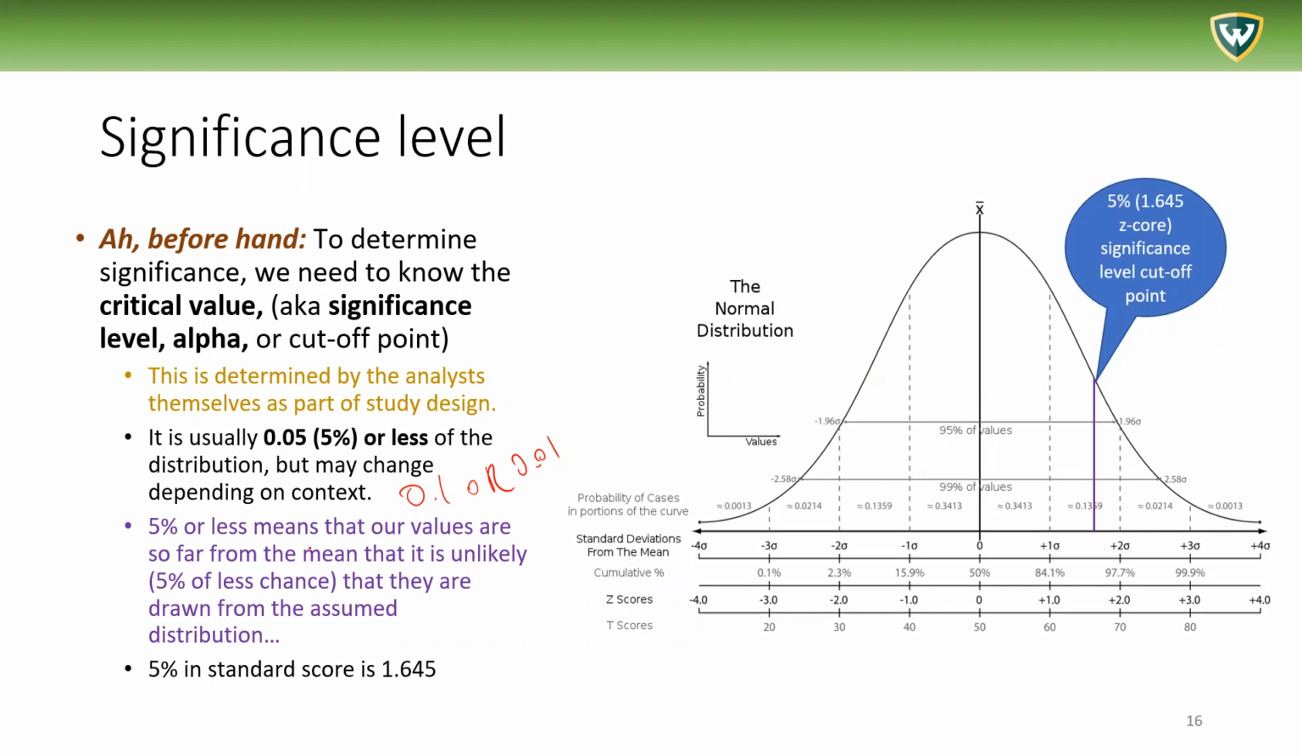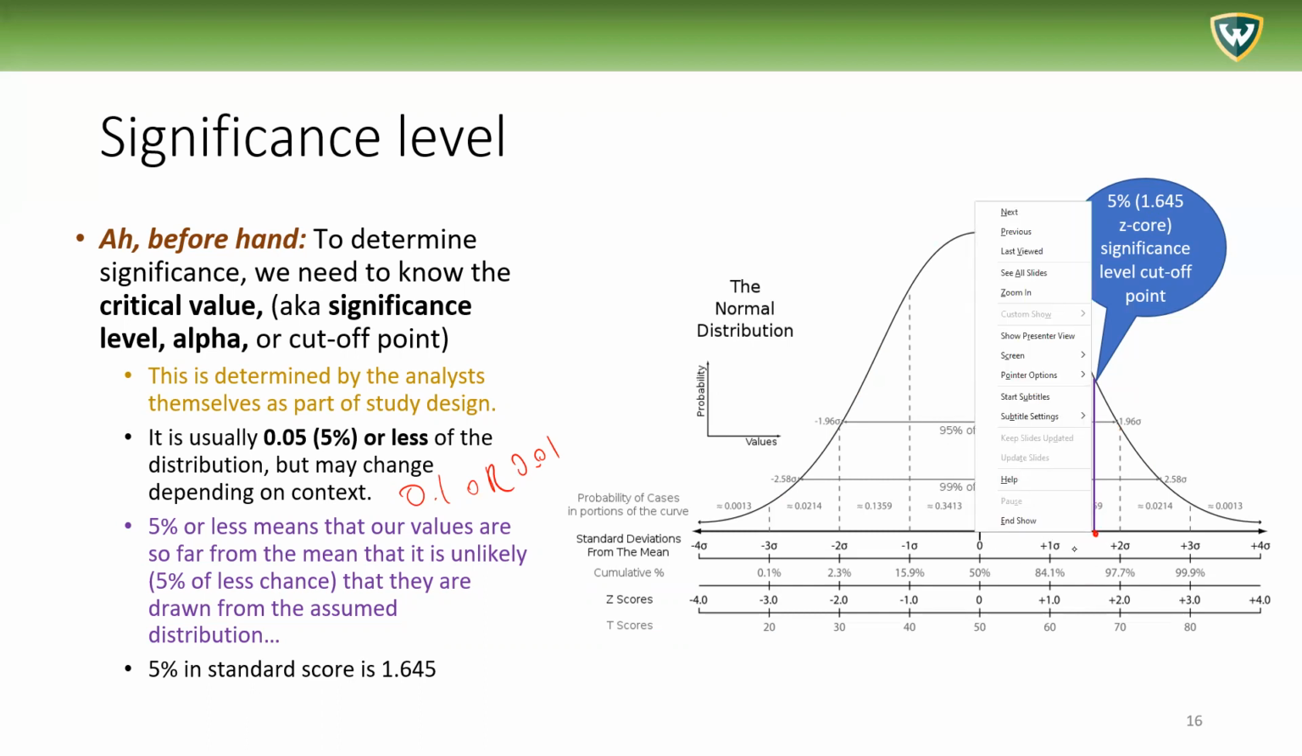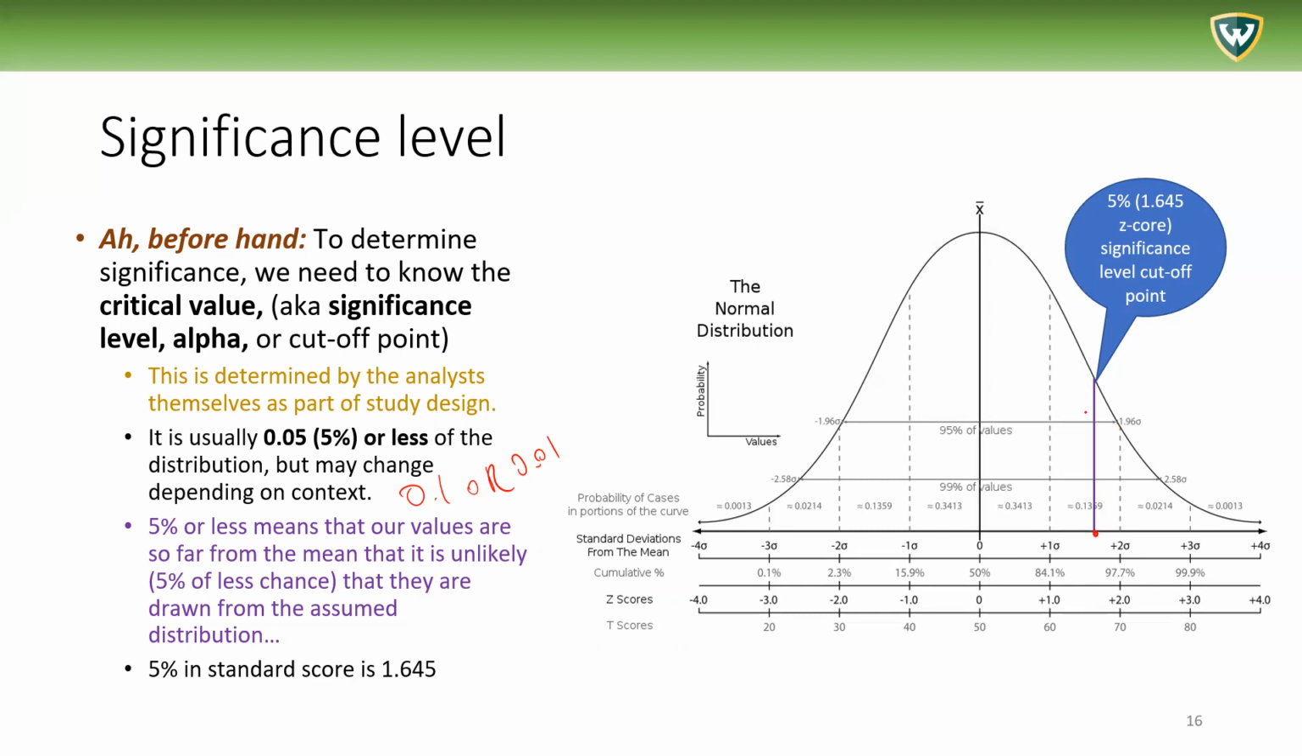And 5% or less means that our values are so far from the mean that there's only a 5% or less chance that they are drawn from the assumed distribution. And in standard score, 5% of the data is 1.645. We kind of saw that before, but we're dealing with what we call the one tail. Here we have two tails, so 5% is a 1.645 z-score significance level cutoff point. It's kind of like right here on the graph. So 0, 1, I guess 1.64 is here.